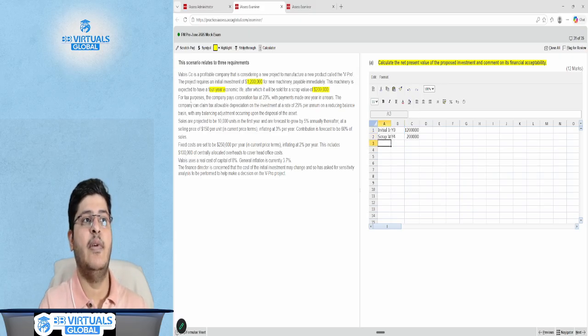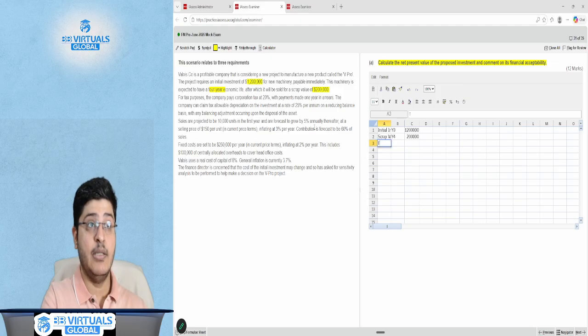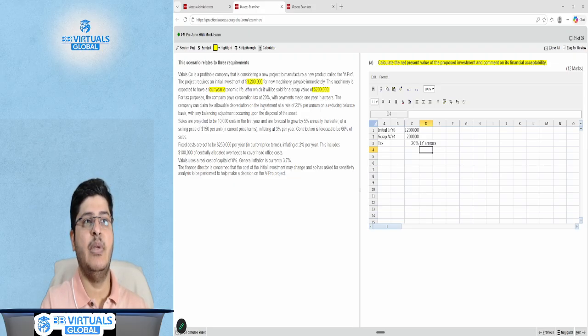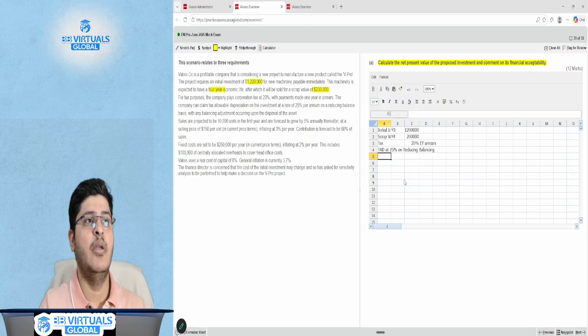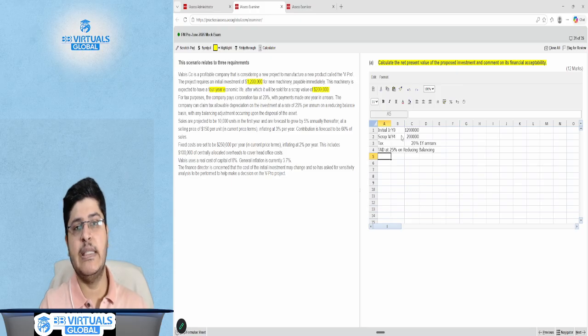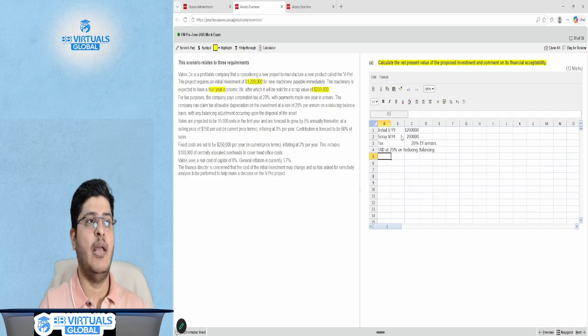Clear? Now for tax purposes the company pays corporation tax at 20% but paid one year in arrears. The company can claim tax allowable depreciation at an investment rate of 25% per annum. So TAD at 25% on reducing balance method. Be very careful, don't consider straight line. Reducing balance method, with any balancing adjustment occurring upon the disposal of the asset, so you have to adjust the scrap value through balancing charge or balancing allowance.